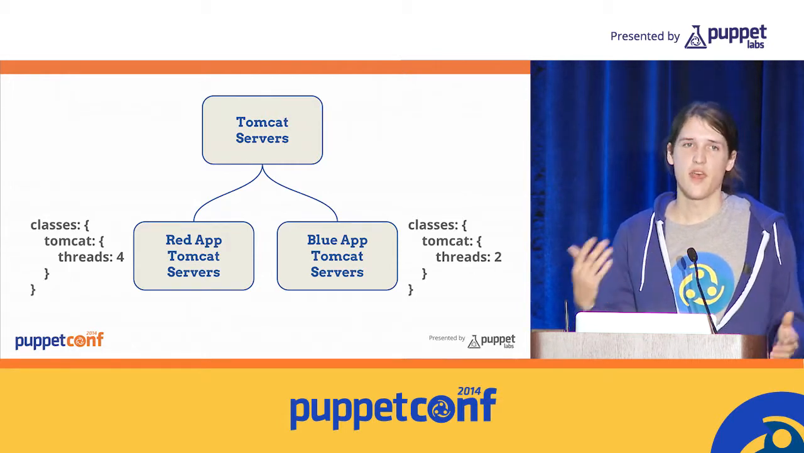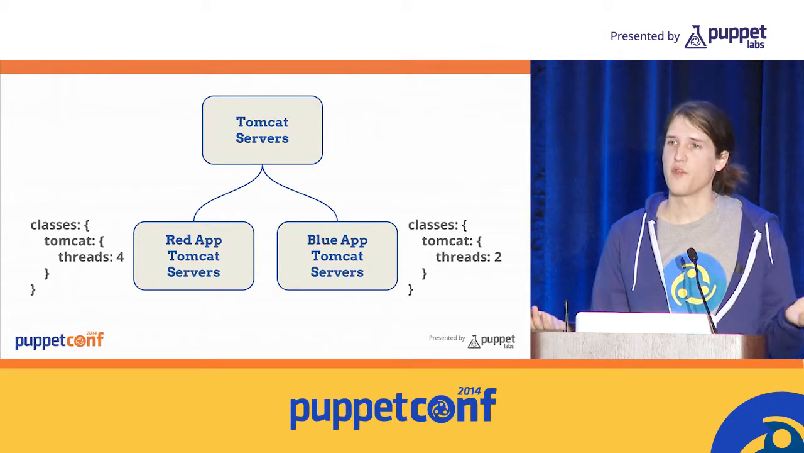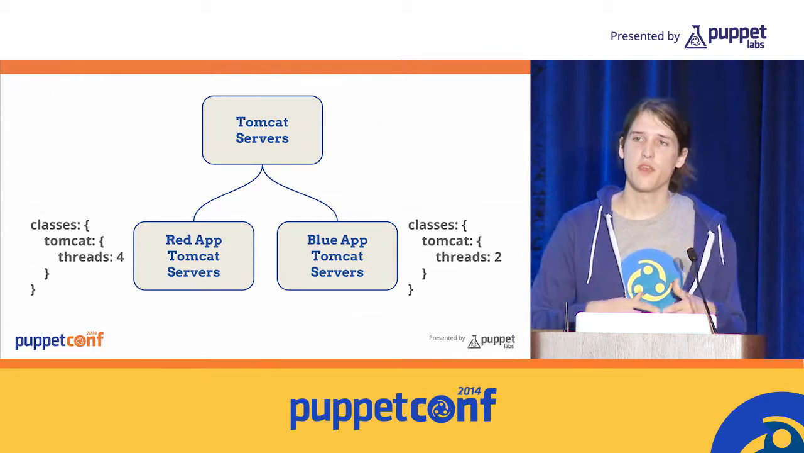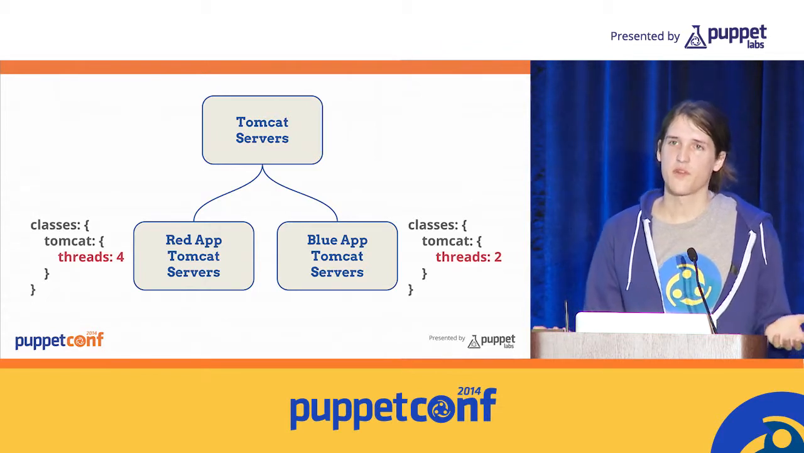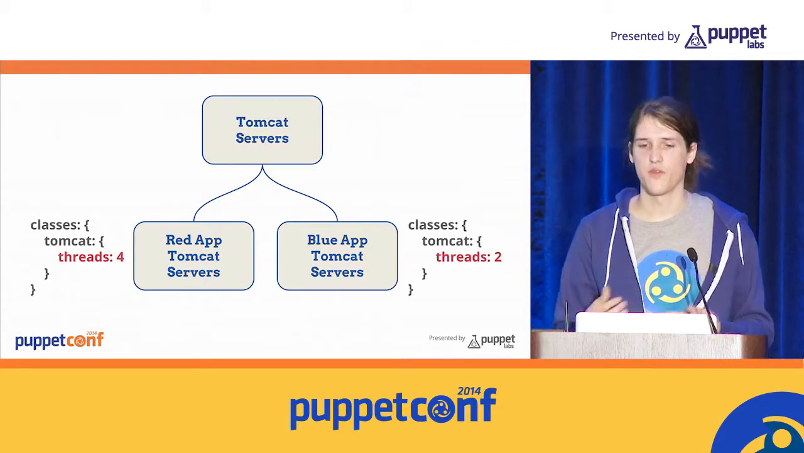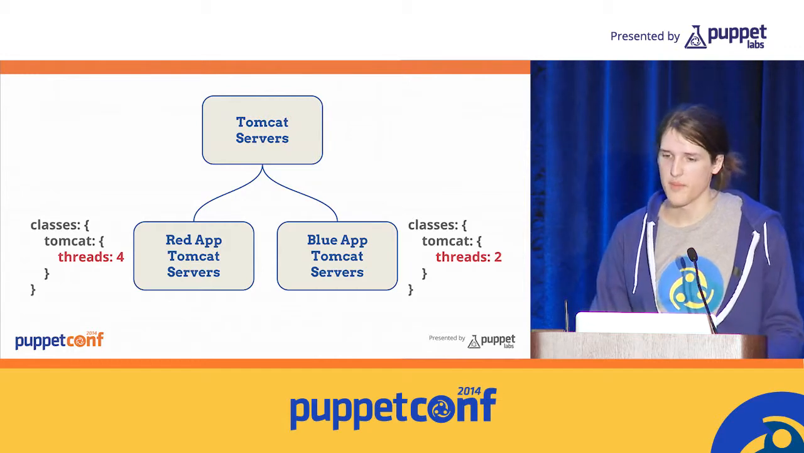But let's say that during testing, because we don't have very many testing machines, we put both of these on the same testing node. Then we run into a conflict between the different parameter values for the threads parameter of the Tomcat class.